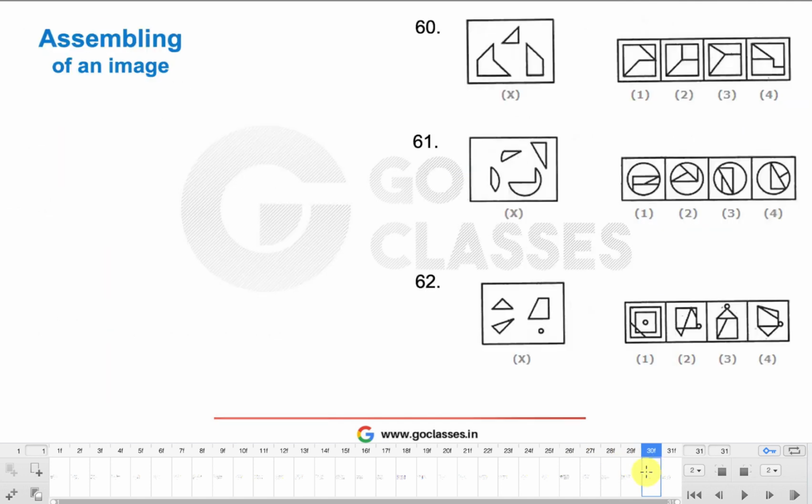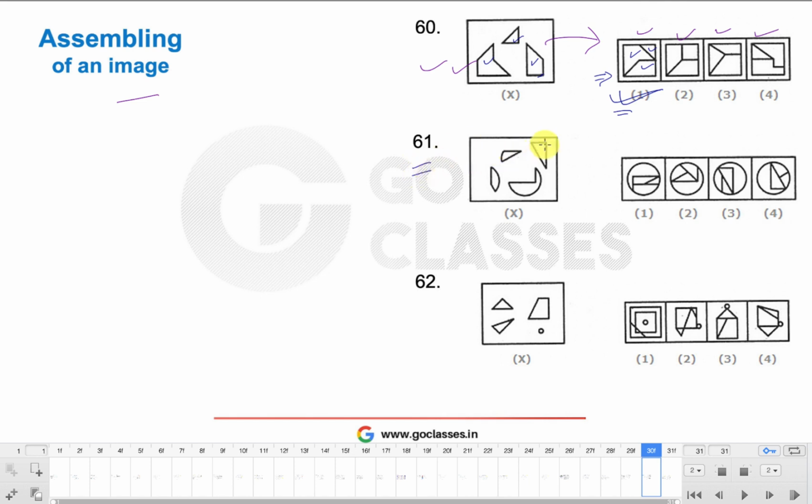Okay. Now next topic. Assembling of an image. Some pieces of an image are given. You have to assemble them and see which image can be formed by assembling these pieces. So in figure 1, you can see this part is same as this part and this one is same as this one and this one is same as this one. So this is the answer. And yes, you can rotate these pieces. After rotating, you can assemble them and form an image.